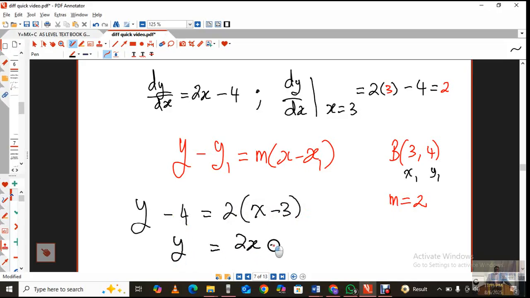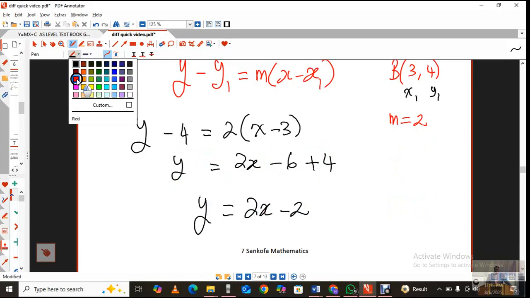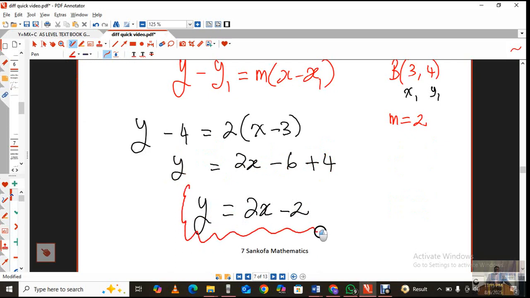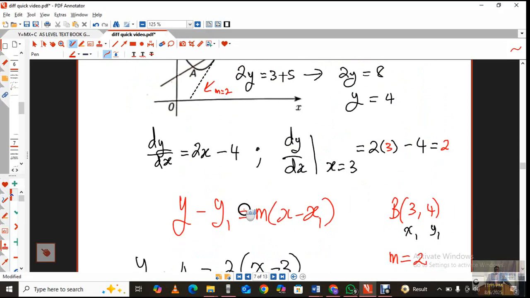That is going to be 2x minus 6, obviously plus 4 if you move that 4 over. At the end of the day, your tangent is y equals 2x minus 2. Okay, and that is the equation of the tangent. That is what that particular question demanded from you.